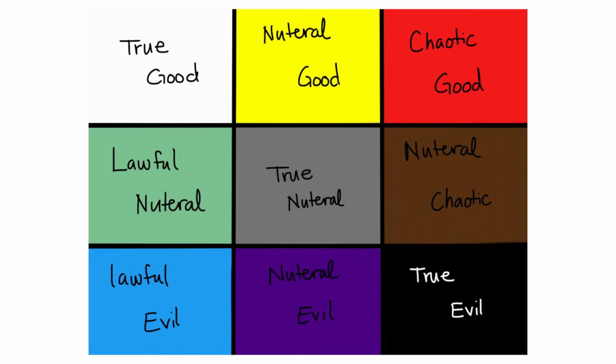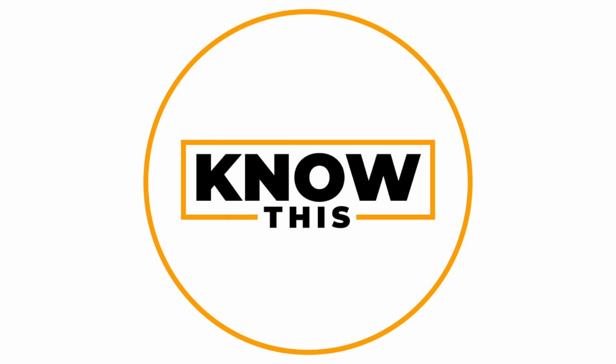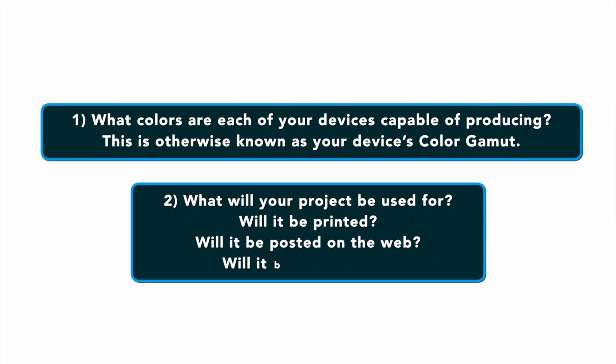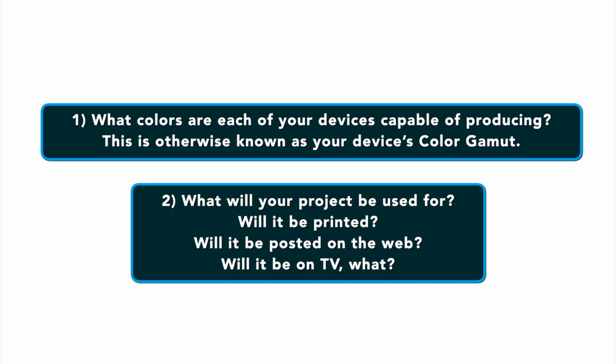So how do we align colors? First, we must take a look at two different things. What colors are each of your devices capable of producing, otherwise known as your device's color gamut? And what will your project be used for? Will it be printed? Will it be posted to the web? Will it be on TV? After you have answered these questions, you will be able to select the correct color space to work in.